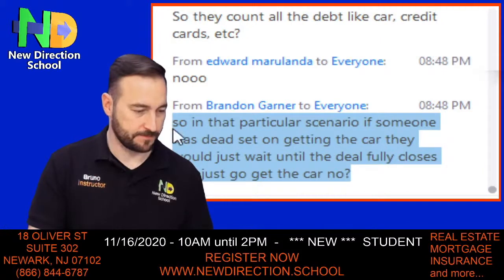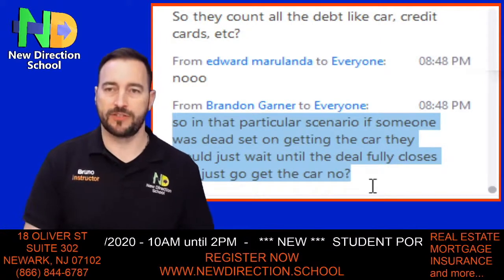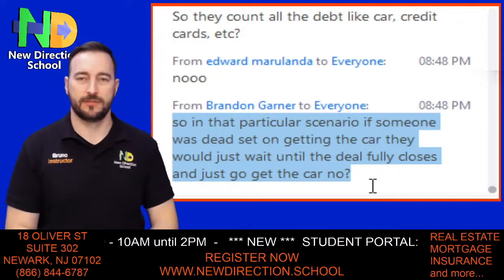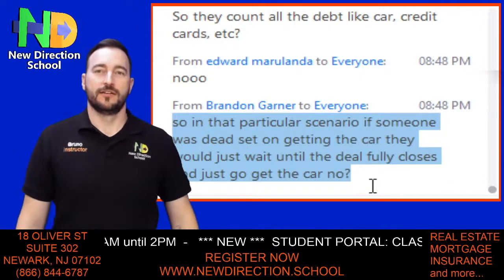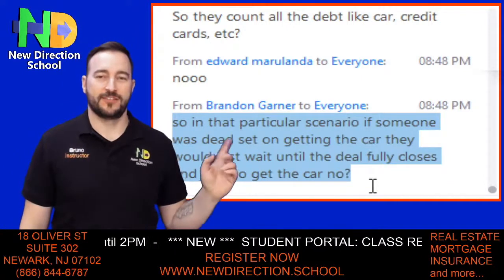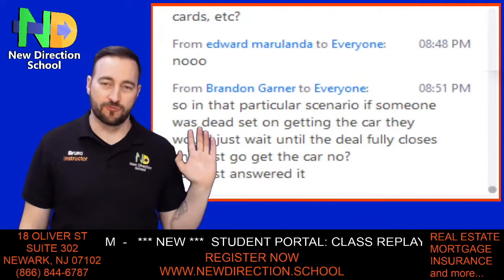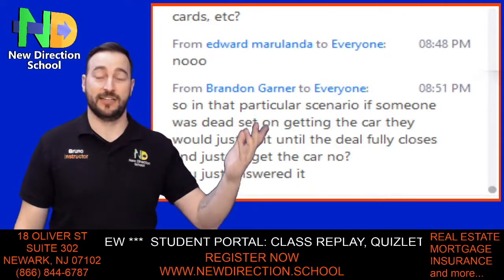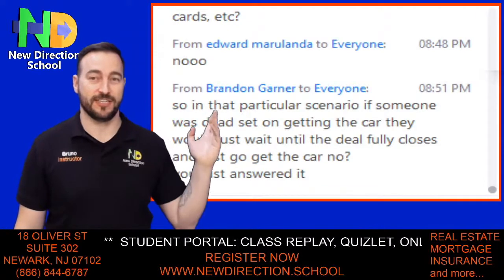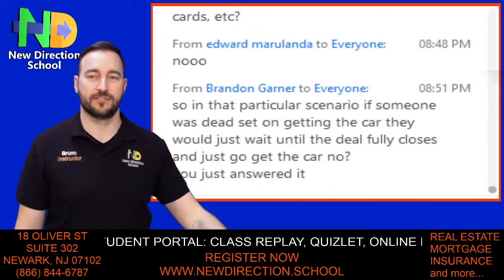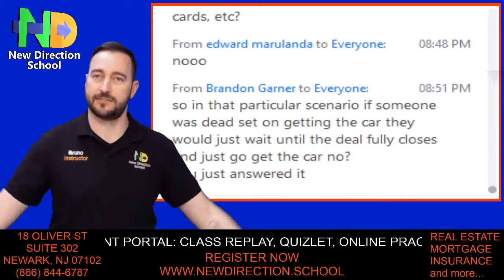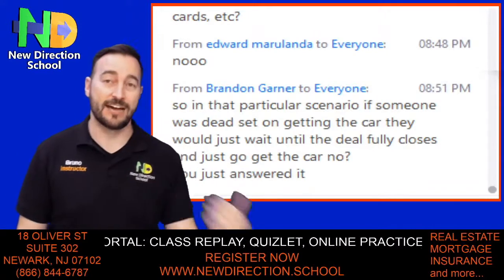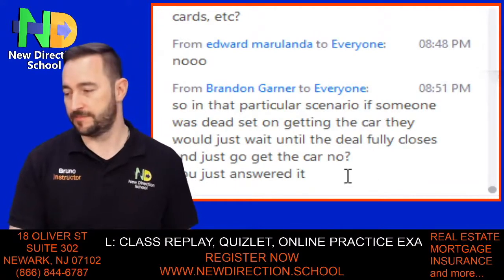Right here. So in that particular scenario, if someone was dead set on getting a car, if they really wanted to get a car, I got it. I just saw if somebody was dead. I mean, I don't think they can buy or close if they're dead. They would just wait until the deal fully closes and then go, yeah, that's it. Then go for the car after we close. After. Okay?